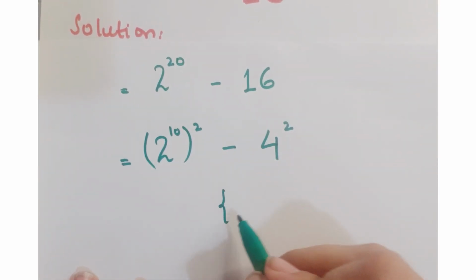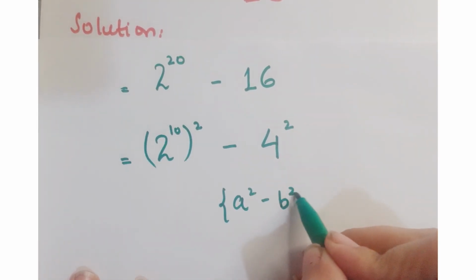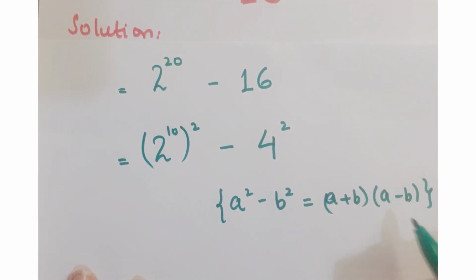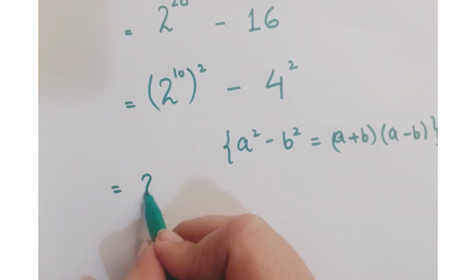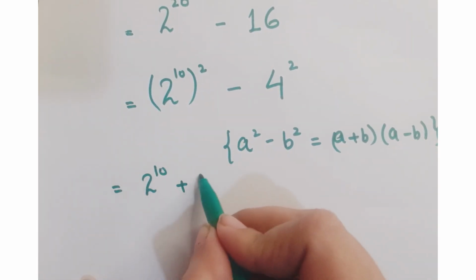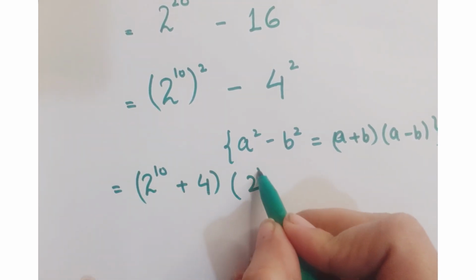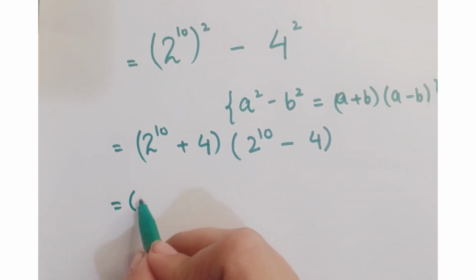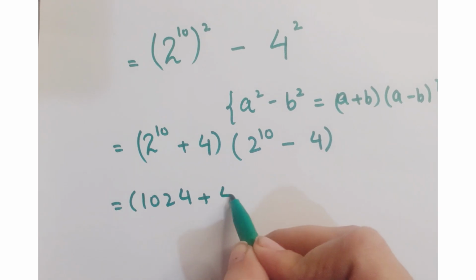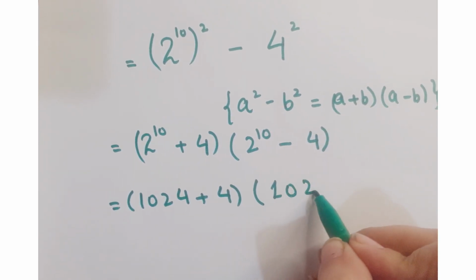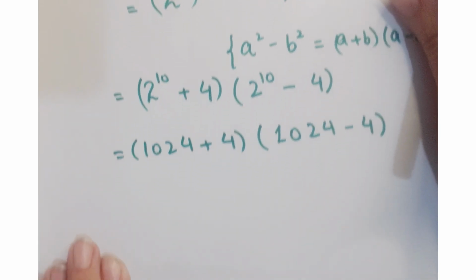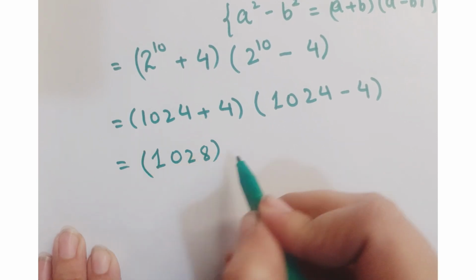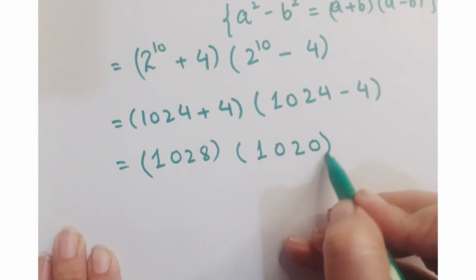Now as you know, the algebraic identity, that is a square minus b square is equal to a plus b into a minus b. So we can write this as 2 to the power 10 plus 4 into 2 to the power 10 minus 4. Now this 2 to the power 10 has a value 1024, plus 4, and here you have 1024 minus 4. Further, you can write it as 1028 and this as 1020.